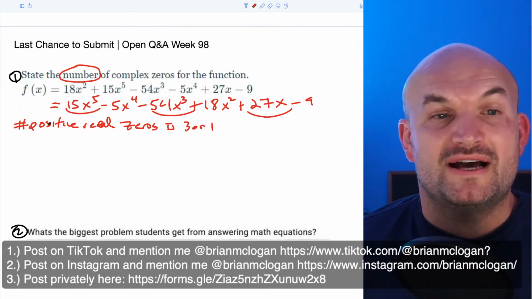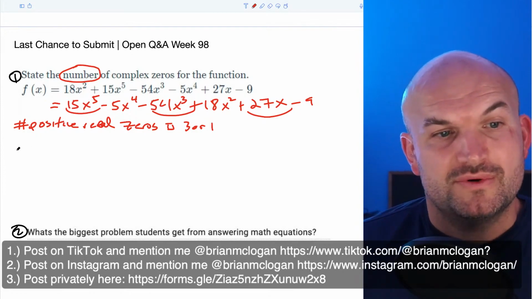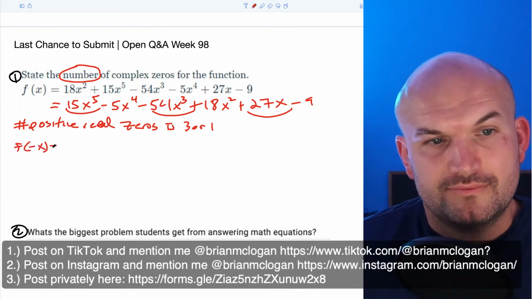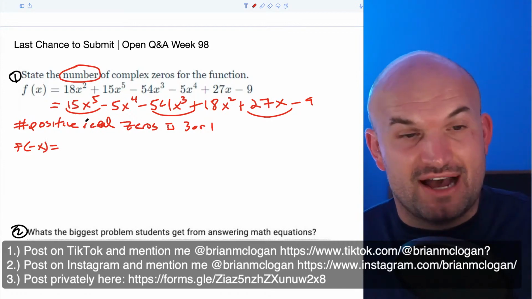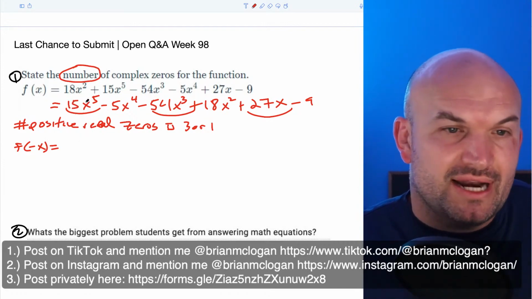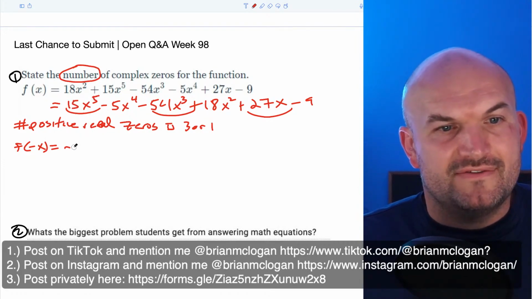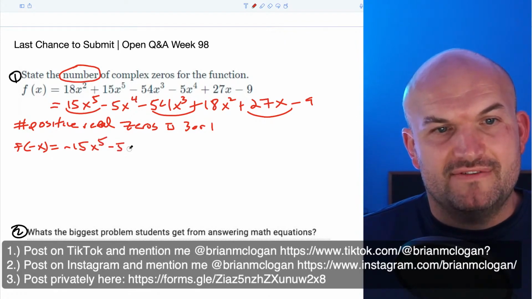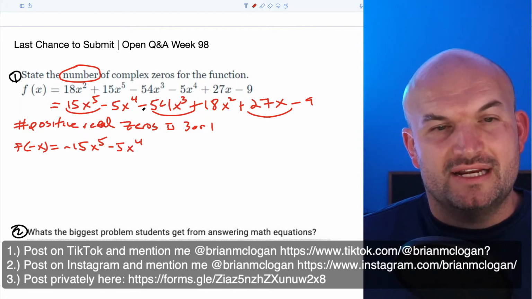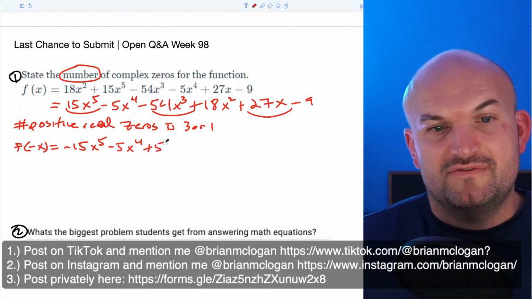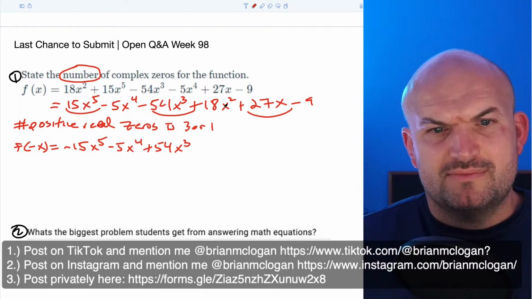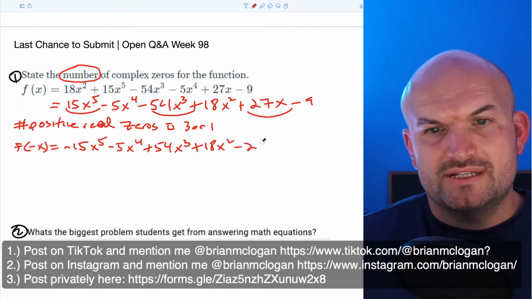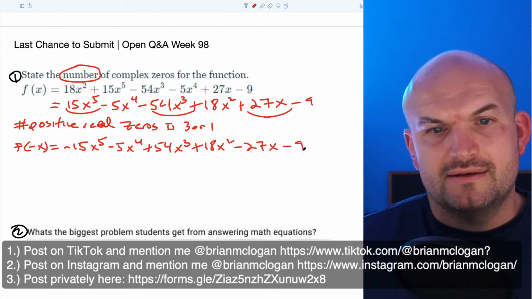Now, if we want to find the negative real zeros, we're going to do f of negative x. So if we plug that in, I'm going to simplify on the fly. That's a negative 15x to the fifth. That'd be a positive, so that's a negative 5x to the fourth. A negative times a negative would be a positive, plus 54x cubed, plus 18x squared, negative 27x minus 9.